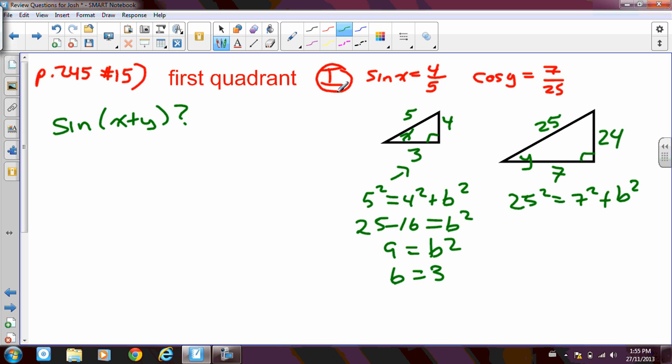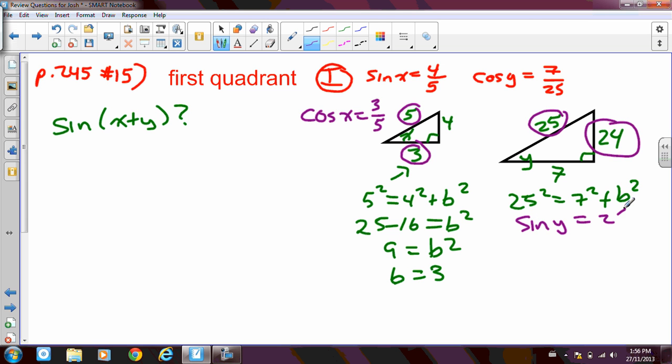So what we need to know then, what are the missing sine and cos? We have sine of x. We don't have cos of x. Cos of x, though, will be the adjacent over the hypotenuse, or simply 3 over 5. Over here, same idea. Sine is the one I'm looking for. 24 over 25. Sine of y is 24 over 25.